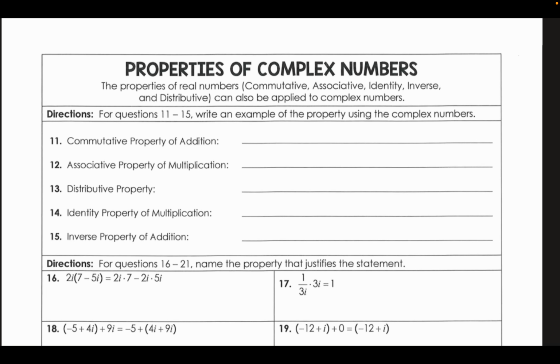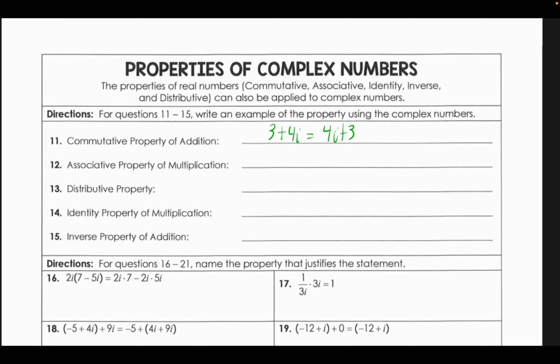So the commutative property of addition. Remember, the commutative property in general says we can do the same operation in any order we want. So we could add in whatever order we want, or we can multiply in any order we want. Here it specifies that it's for addition. So we're going to show an example where it adds in any order we want. For example, 3 plus 4i is the same thing as 4i plus 3. They're equivalent even though we write the 3 first.